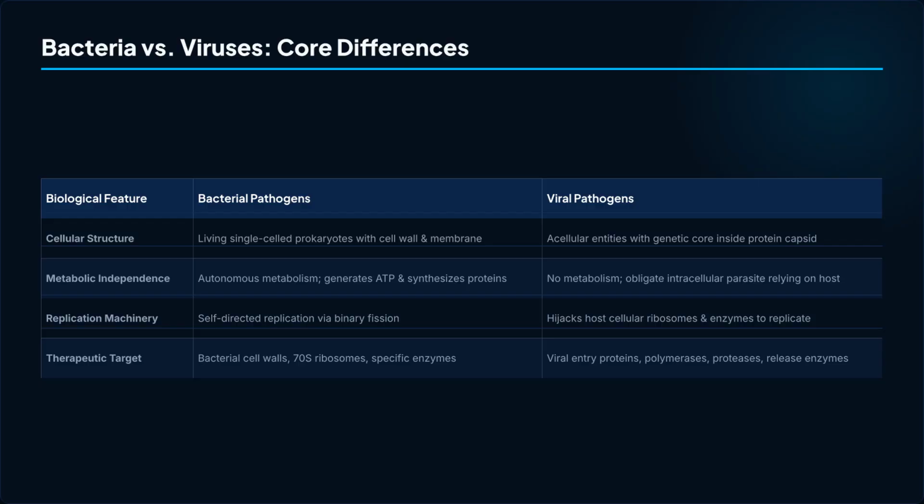Bacteria are living, single-celled organisms capable of autonomous metabolism and binary fission. Viruses, however, are acellular, obligate intracellular parasites that rely entirely on hijacking host machinery to replicate.